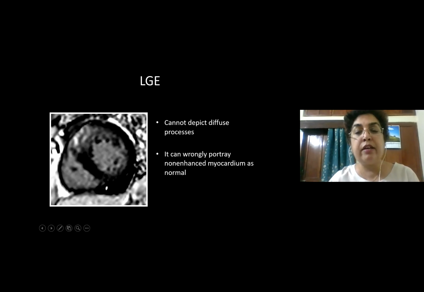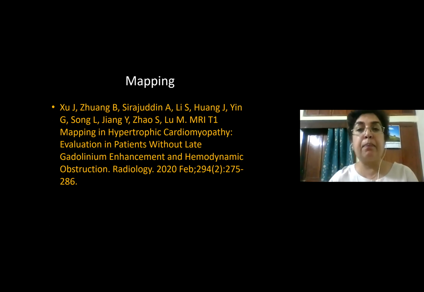So this area, though it looks black and looks like normal myocardium, might still have diffuse fibrosis, which may not be picked up by this technique. This region, which is obviously abnormal, is showing patchy cloudy fibrosis by the LGE technique. And that is where parametric mapping helps us to go further.